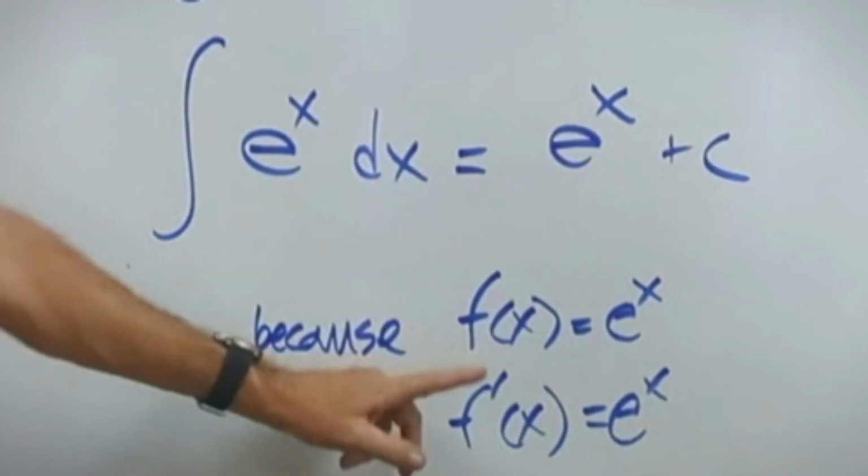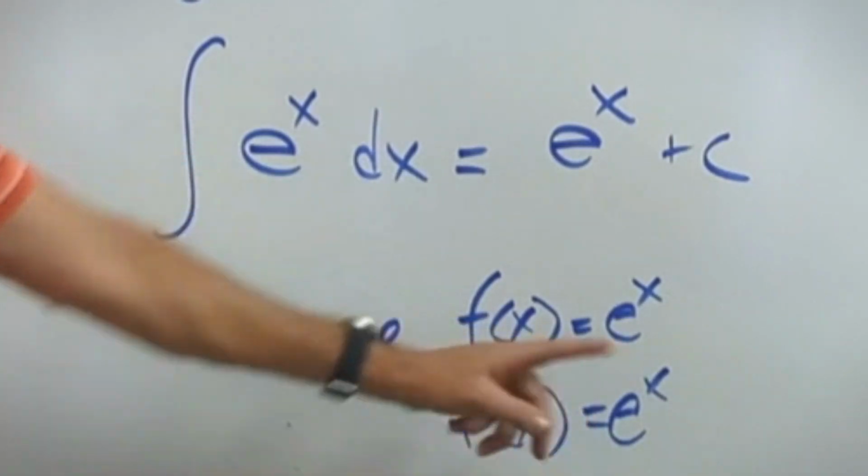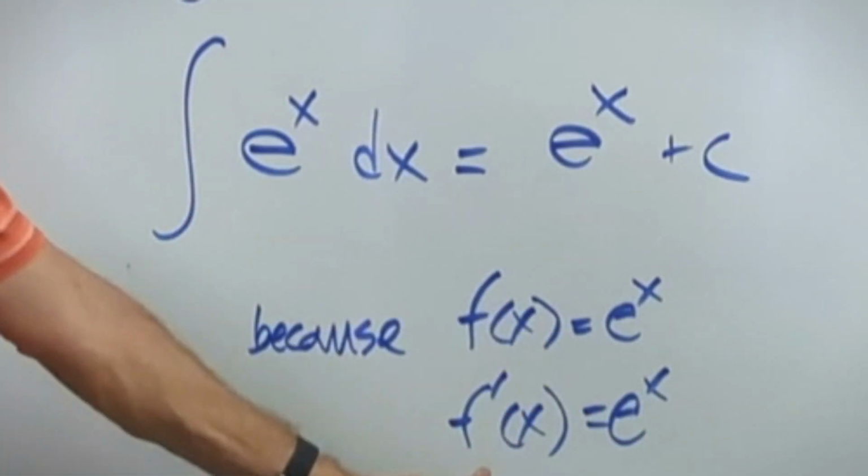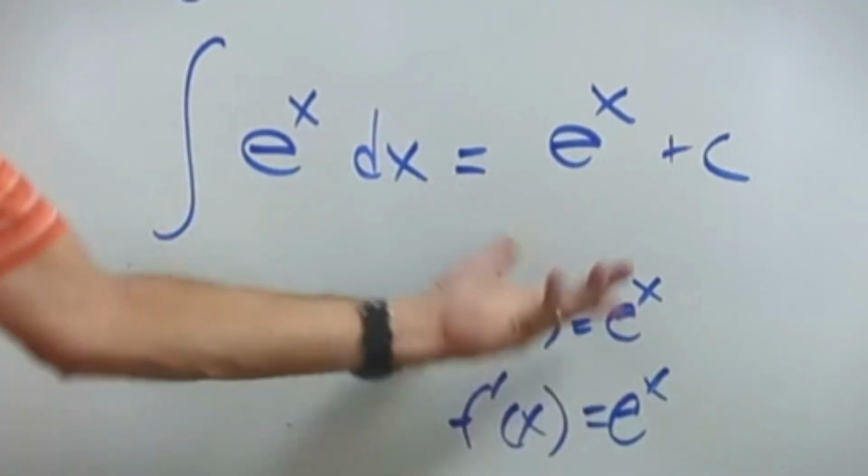And remember, this is because if f of x is e to the x, then f prime of x is also e to the x. So taking the integral is just going the other direction. But in this case, they're both the same.